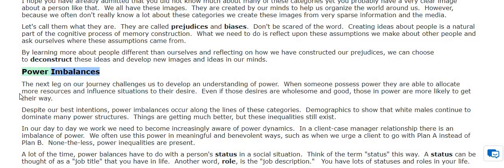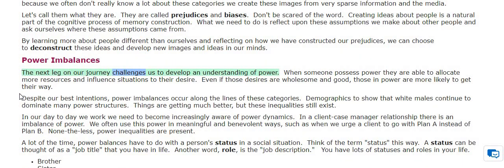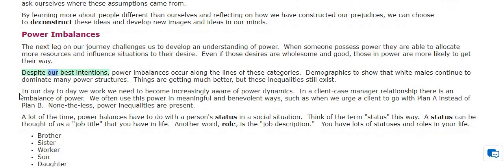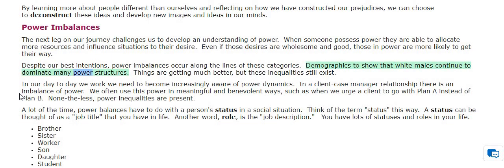Power imbalances. The next leg on our journey challenges us to develop an understanding of power. When someone possesses power, they are able to allocate more resources and influence situations to their desire. Even if those desires are wholesome and good, those in power are more likely to get their way. Despite our best intentions, power imbalances occur along the lines of these categories. Demographics show that white males continue to dominate many power structures. Things are getting much better, but these inequalities still exist.